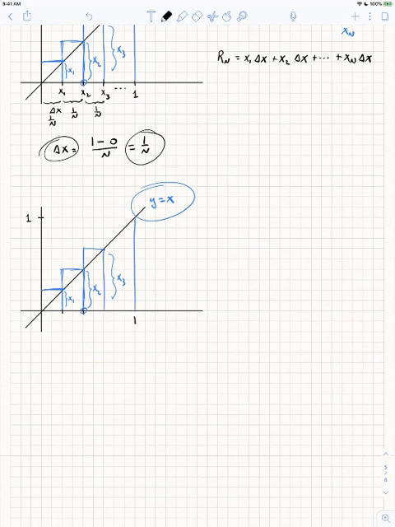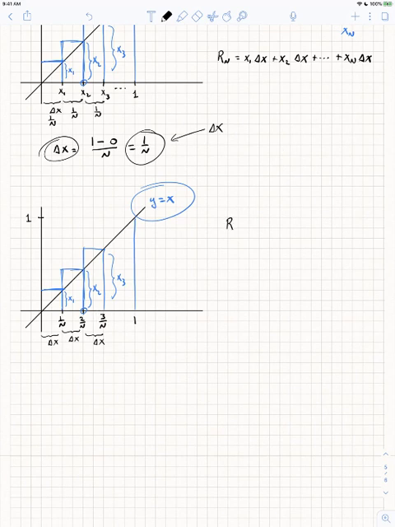It's 1. The first one is 1 over n. Then the second one is 2 over n. The third one is 3 over n. And I know this because I know that all of these widths are delta x, and I know what delta x is. Delta x is 1 over n. So the first one is 0 plus 1 over n. And then if I add 1 over n to that, I get 2 over n. Then if I add 1 over n to that, I get 3 over n, and so on.